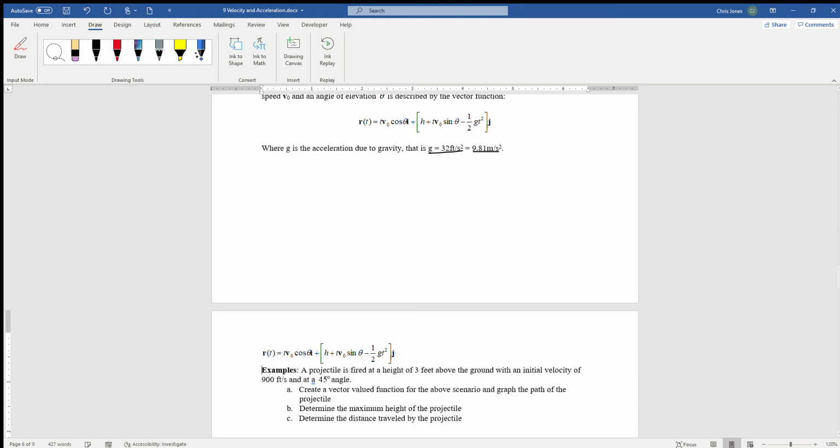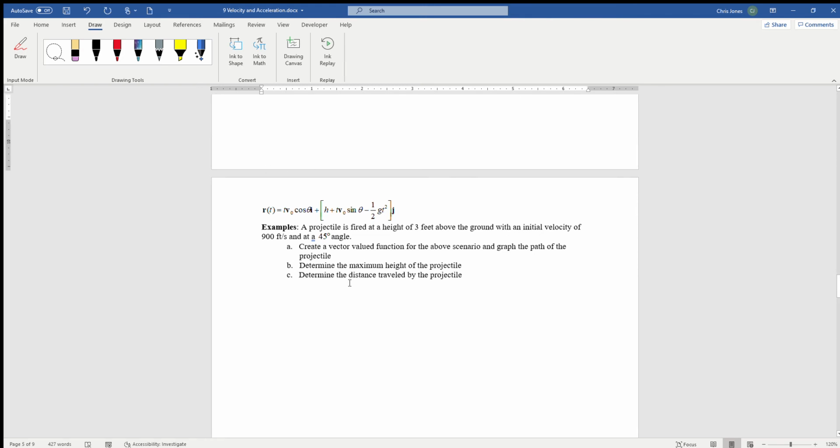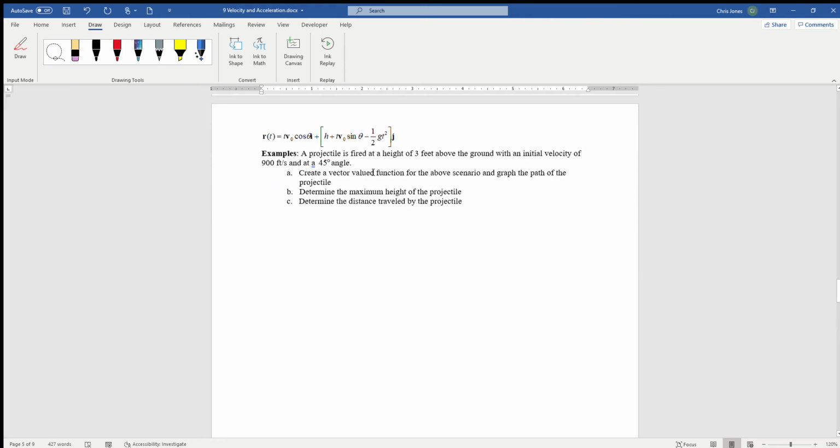And a couple examples. So we have a projectile fired at an initial height of 3 feet above the ground with an initial velocity of 900 feet per second and a 45-degree angle. Create a vector value function to graph the path of the projectile. Determine the maximum height of the projectile. Determine the distance traveled by the projectile.